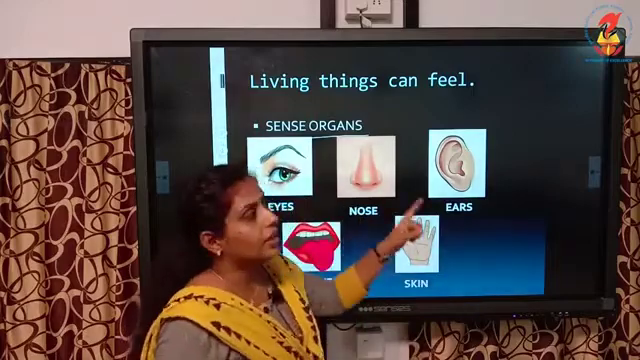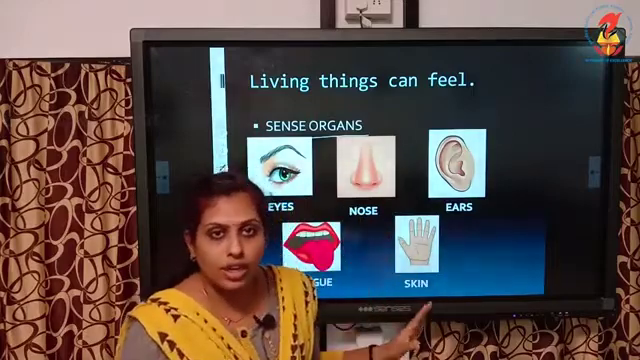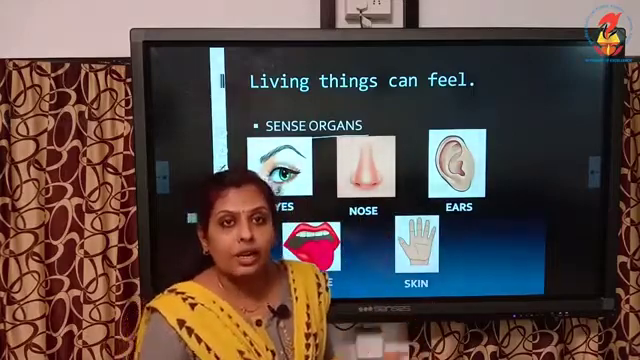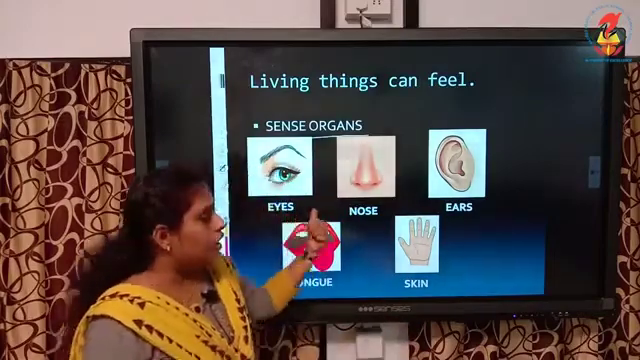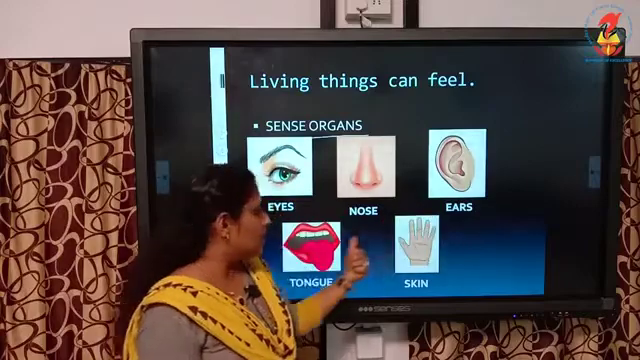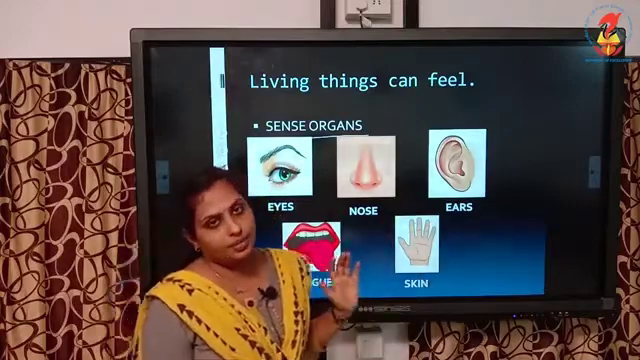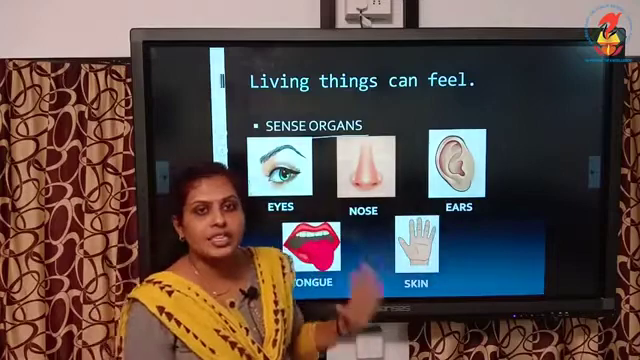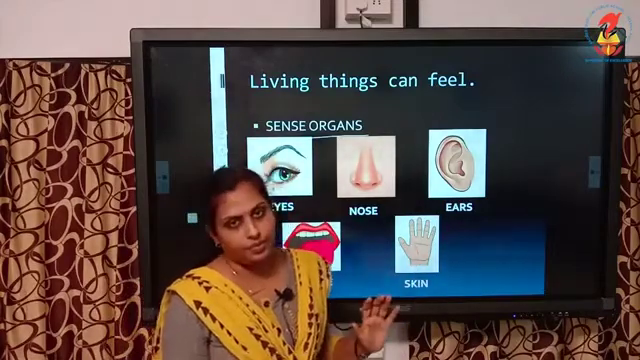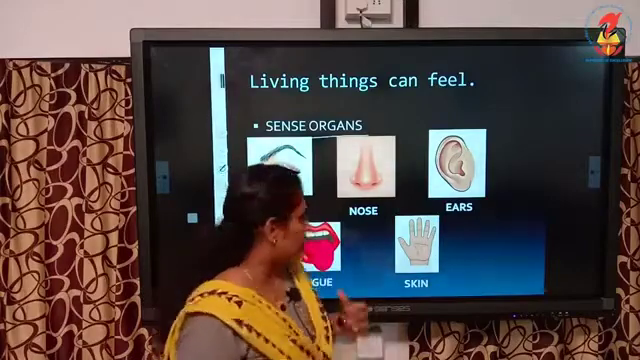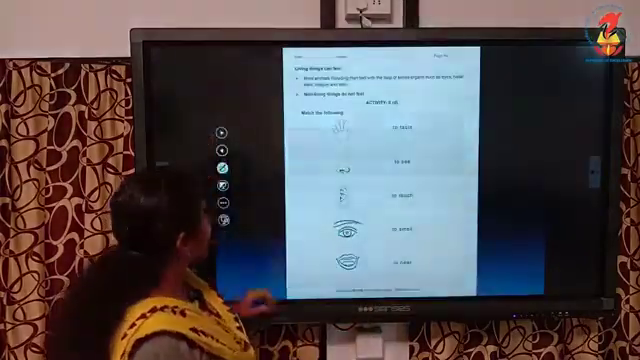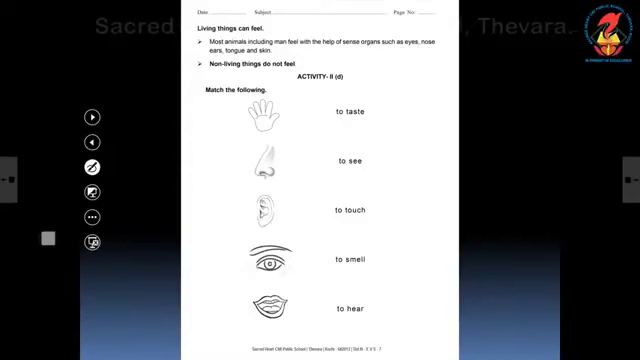So all the living things will be having these organs, so they can feel what they are doing. Okay, so first one is eyes, nose, ears, tongue and skin. So these are the 5 sense organs we have. With these 5 sense organs we can feel the things. Now let's move on to the worksheet connected with that. I'll read out the worksheet.